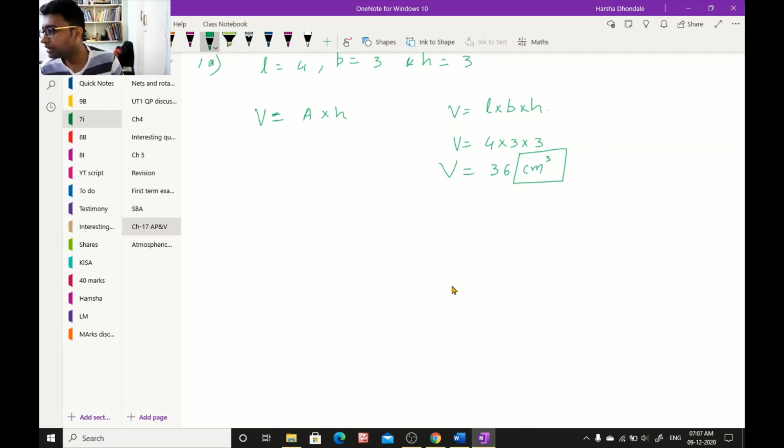Next problem is 1B. Again, there's a cuboid given. Length into breadth into height. Volume is equal to 3 into 3 into 5. I'll just draw the diagram for you. You can see the textbook for the diagram, but anyway, I will draw the diagram for you. The diagram is something like this.